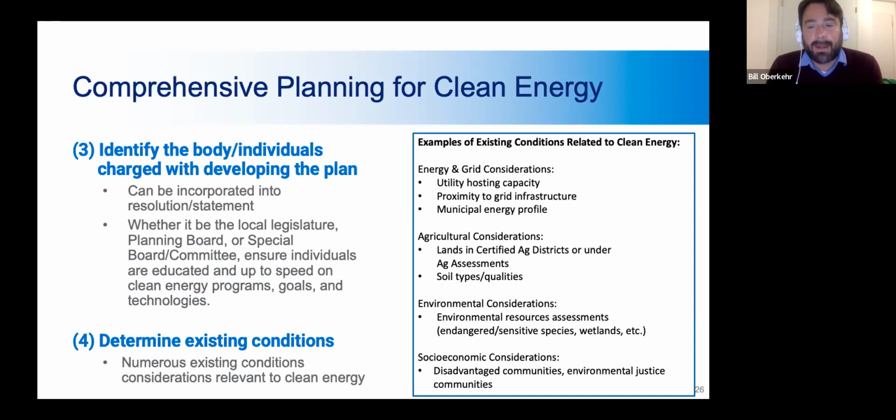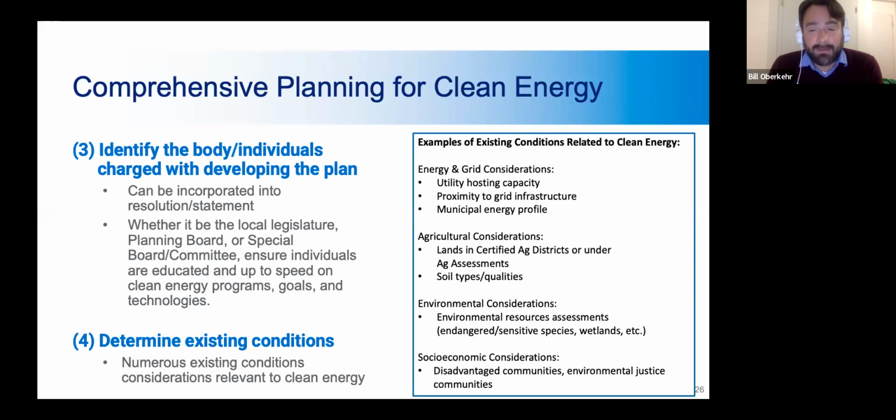So lands in certified ag districts are under ag assessments, because renewable development can have some tax implications for ag assessments. So it's important to know where that is. And then soil types and qualities: how do we want to regulate, or what soil are we interested in protecting? Are we going with mineral soil groups 1 through 4? Are we going with prime farmland or farmland of statewide importance? We want to inventory what's in our community and start to think about where our priorities are.